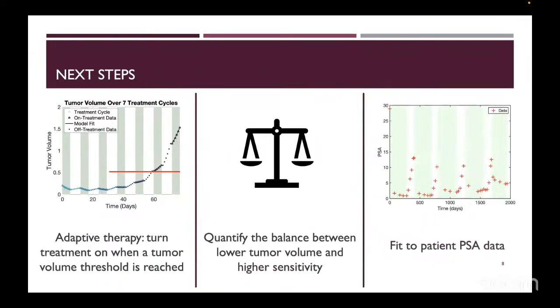So we have some exciting next steps in this project. One is to make a turn towards adaptive therapy and model turning on treatment when a tumor volume threshold is reached or other forms of adaptive therapy. Next, we have this balance to look at between lower tumor volume and higher sensitivity. How can we find a way to perhaps quantify that balance? And finally, we have access to a rich source of patient PSA data. And so I look forward to going through the emotional throes of trying to fit that.